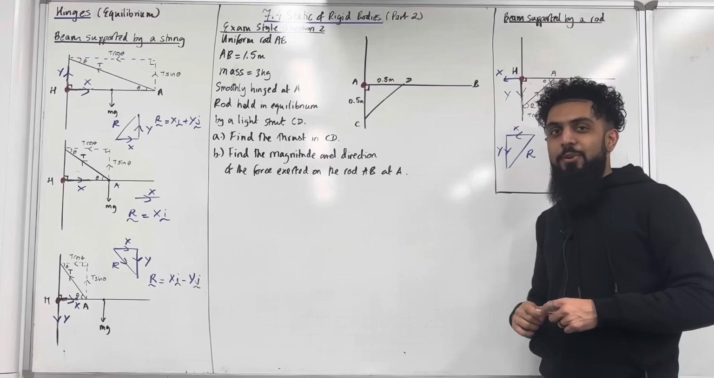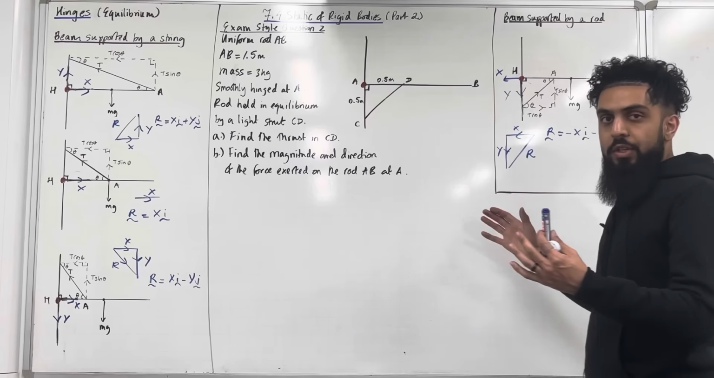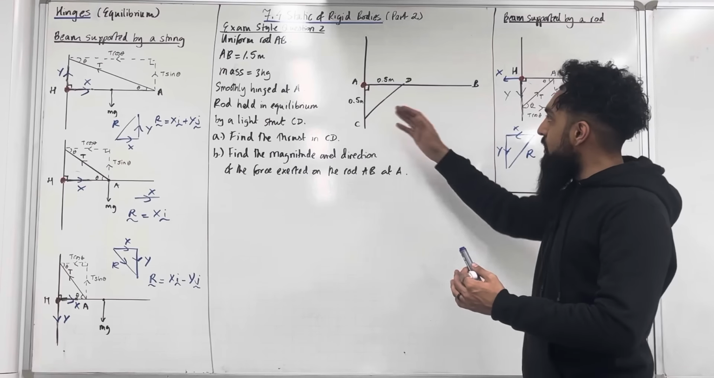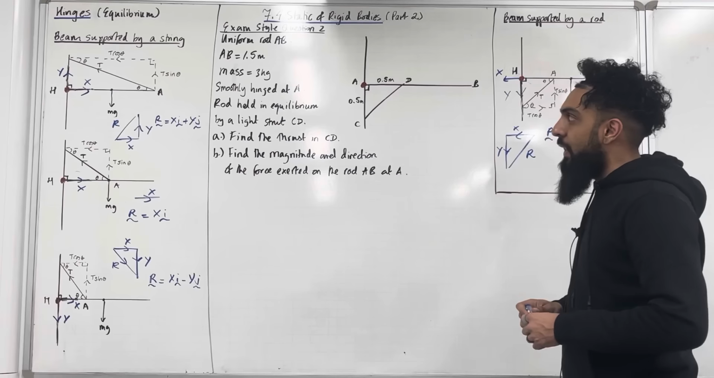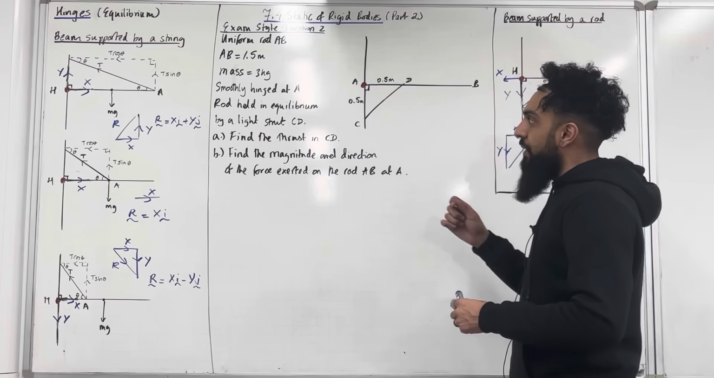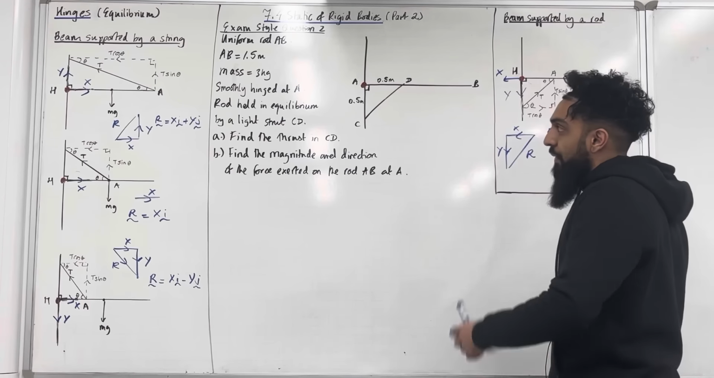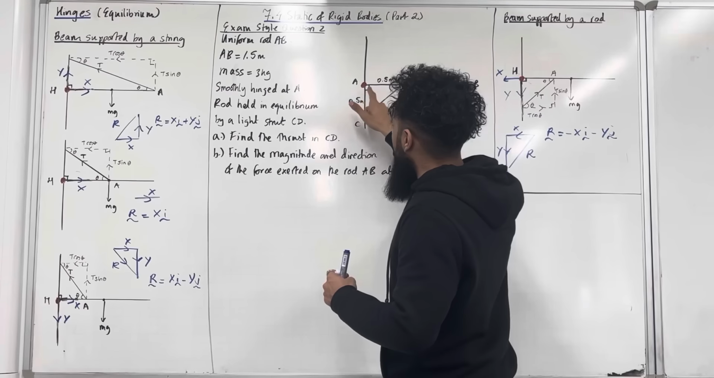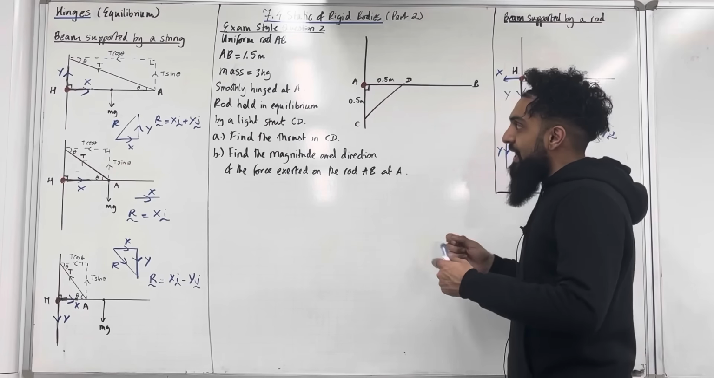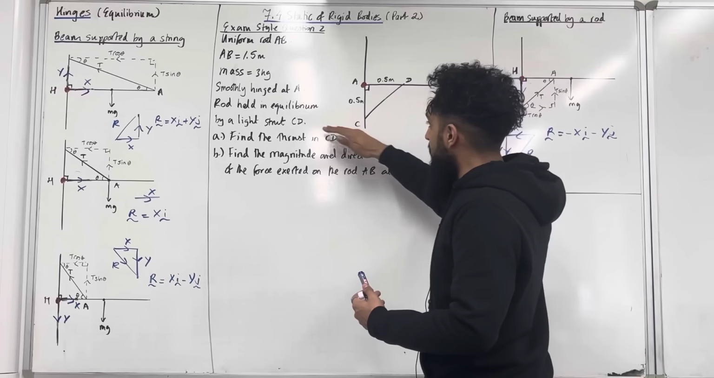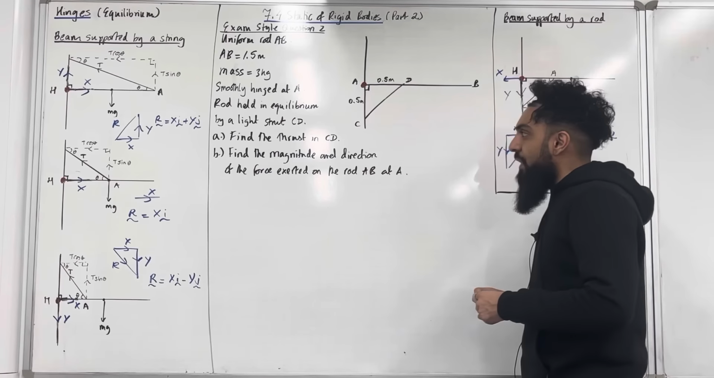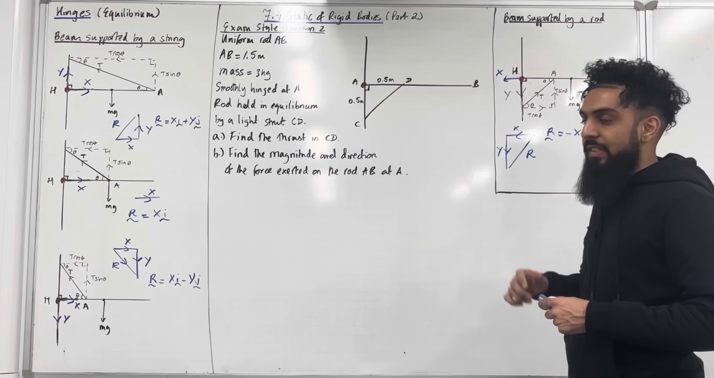Here is exam style question 2. So we've got a uniform rod AB. The distance A to B is equal to 1.5 meters and the mass of the rod is 3 kg. The rod is smoothly hinged at the point A as shown in the diagram. It is held in equilibrium by a light strut CD. Part A: find the thrust in the strut CD.